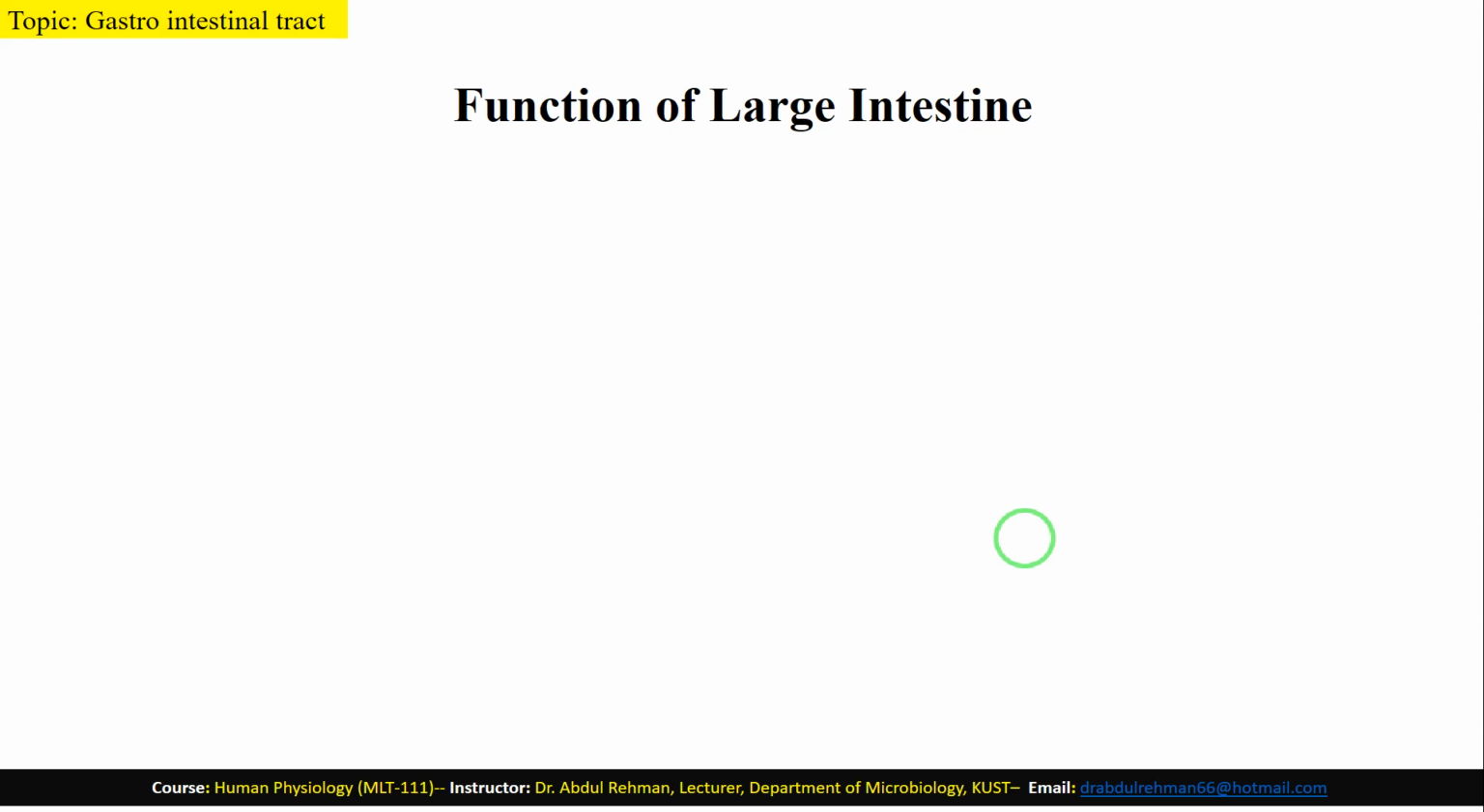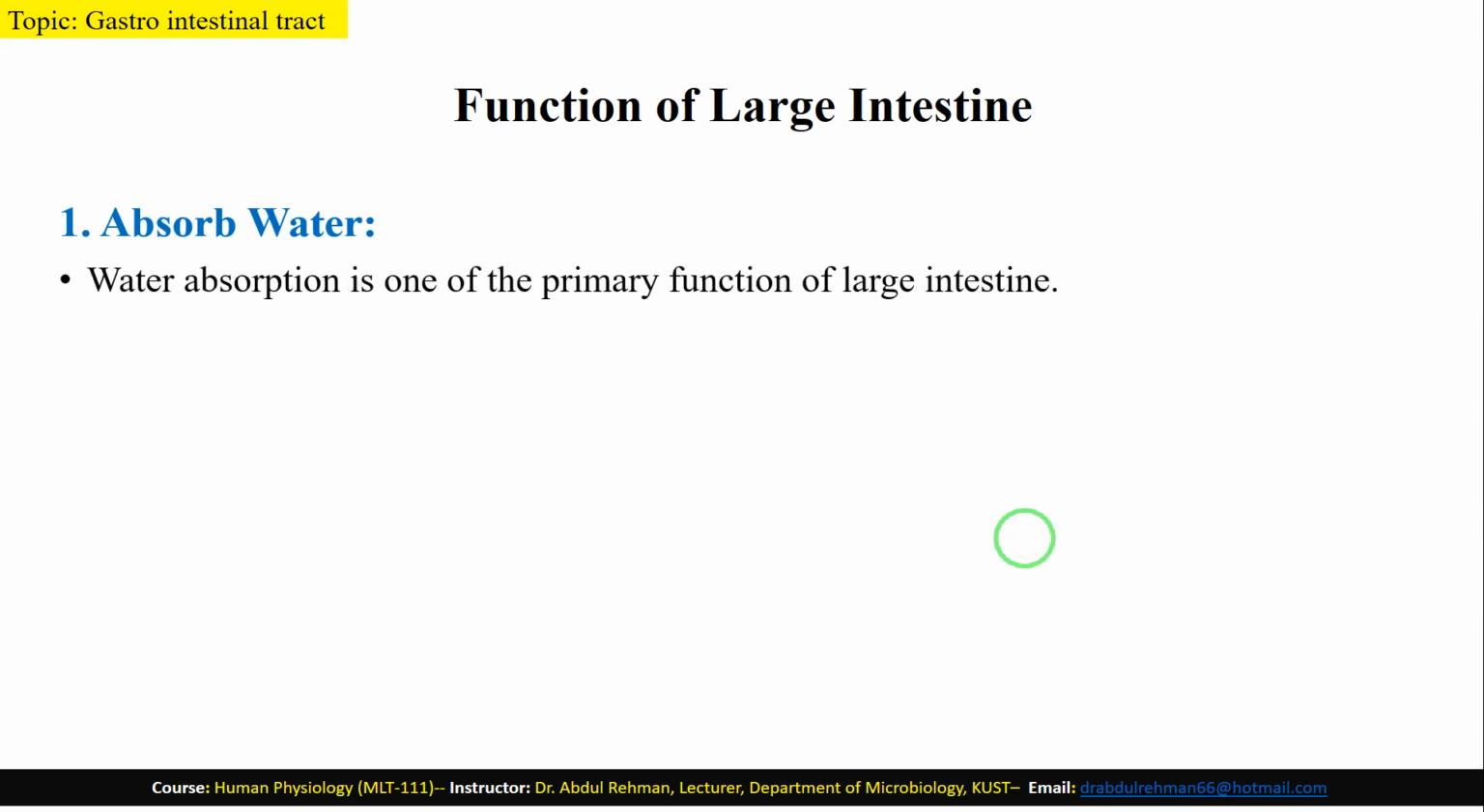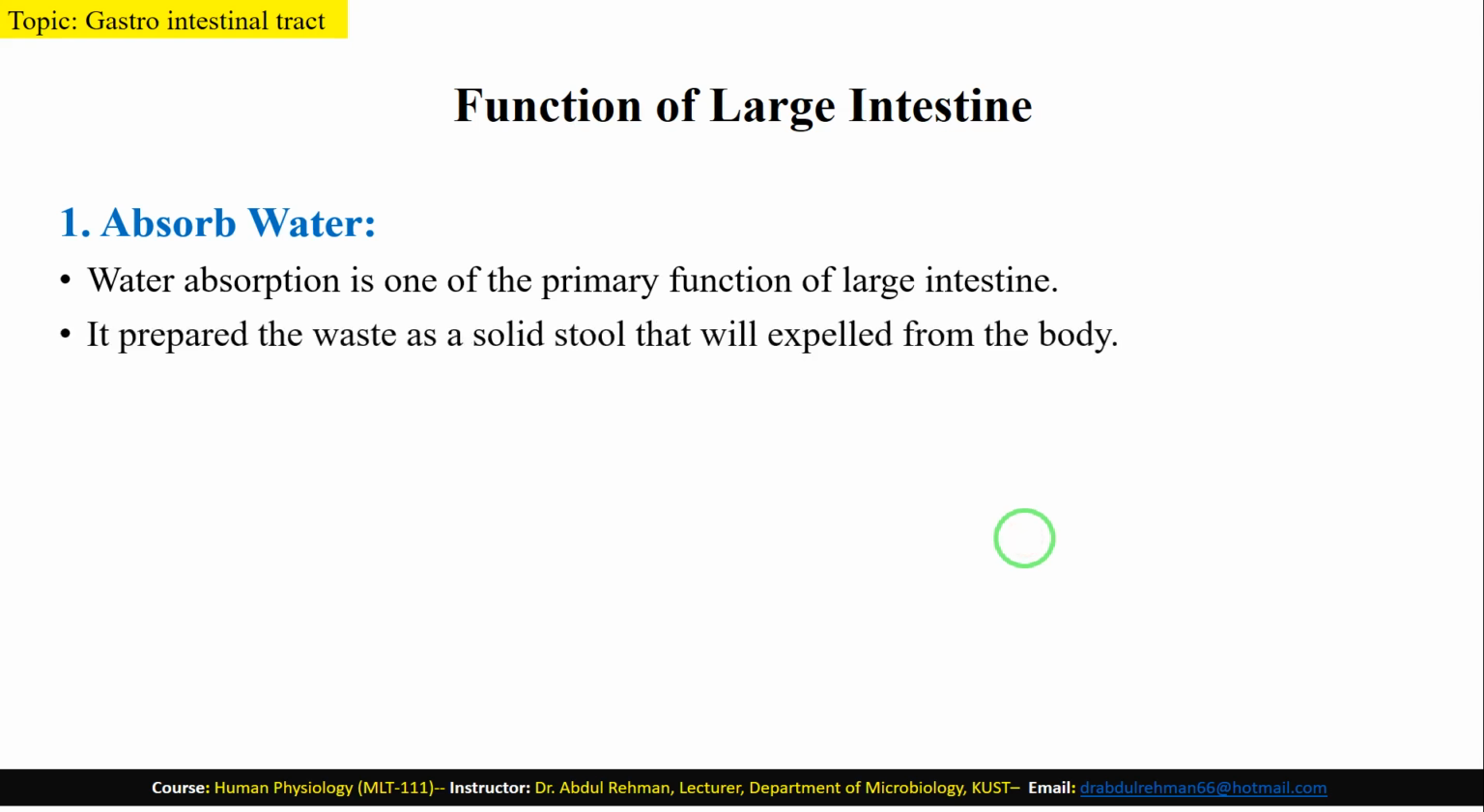So what is the function of the large intestine? The basic function of the large intestine is to absorb water. Water absorption is one of the primary functions of the large intestine, and it prepares the waste as a solid stool that will be expelled from the body, because maximum water has been absorbed from the undigested food, or you can call it waste food.